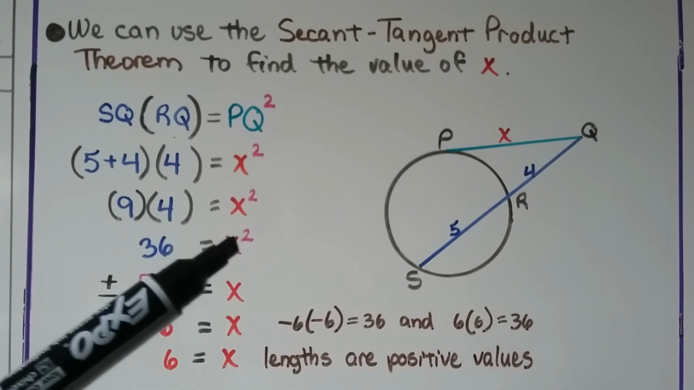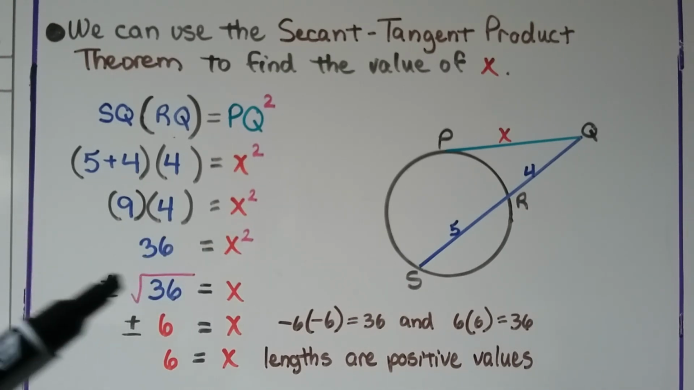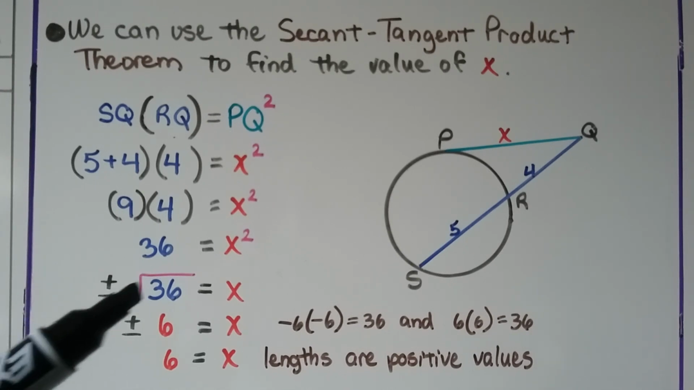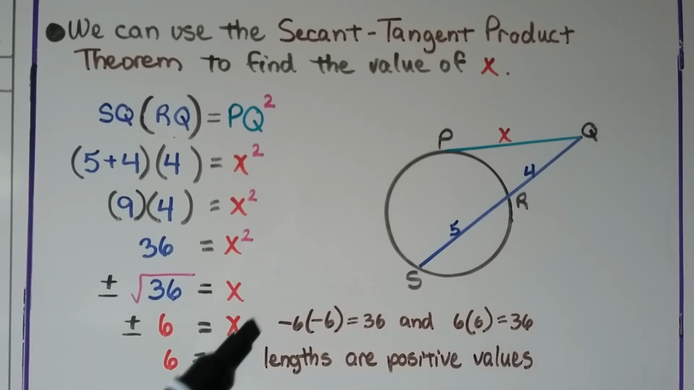We remove the 2 exponent by putting a radical around the 36, and it's a positive or negative square root of 36, because negative 6 times negative 6 equals 36, and positive 6 times positive 6 equals 36, but lengths are positive values, so we know x is equal to 6.